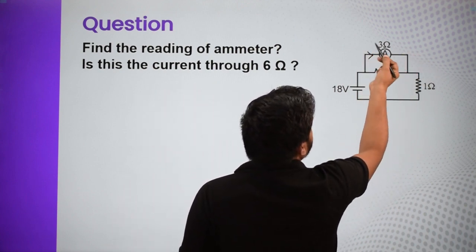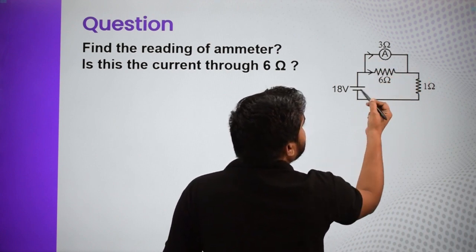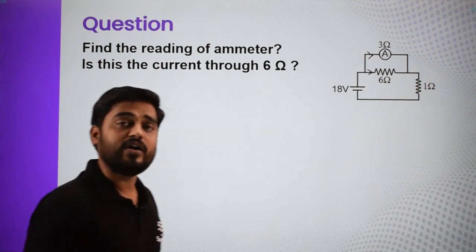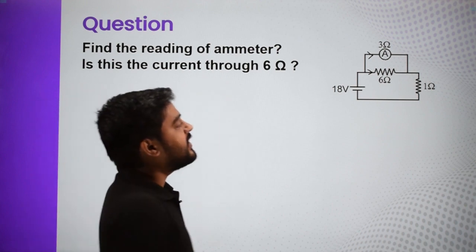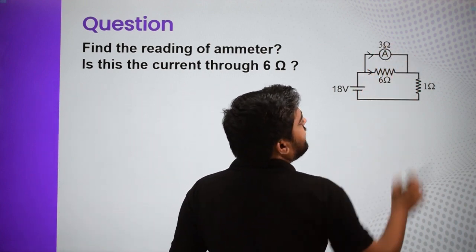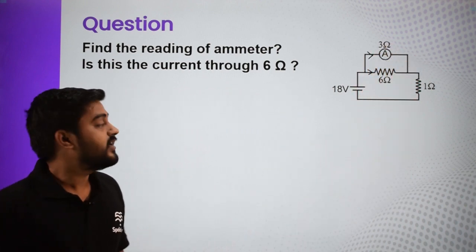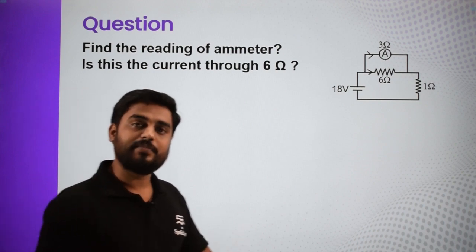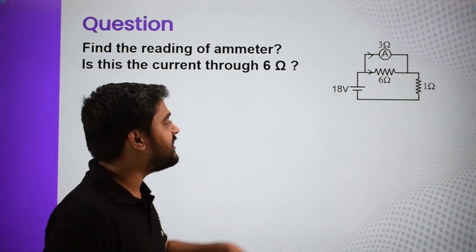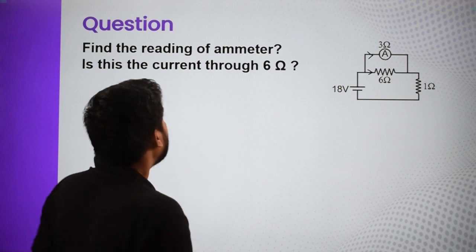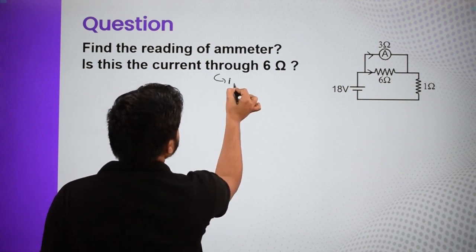So let there be a current, and there will be some other current in this 6 ohm resistor. If we want to get the current through 6 ohm, then the ammeter needs to be connected over here. Then only we can get the current through the 6 ohm, if the ammeter is connected in series with the 6 ohm. Here it is connected in parallel. So the answer for this is no.